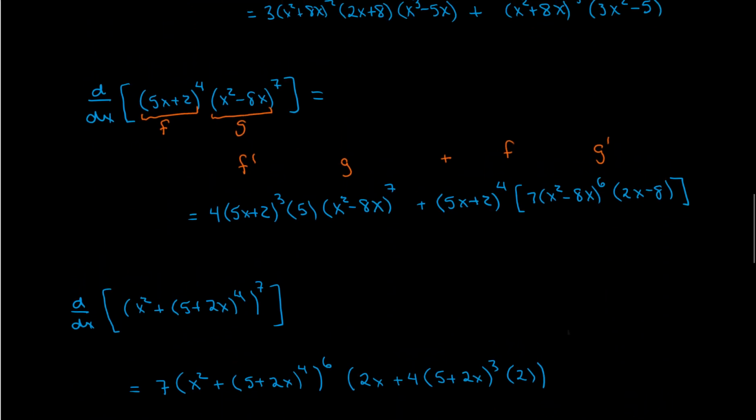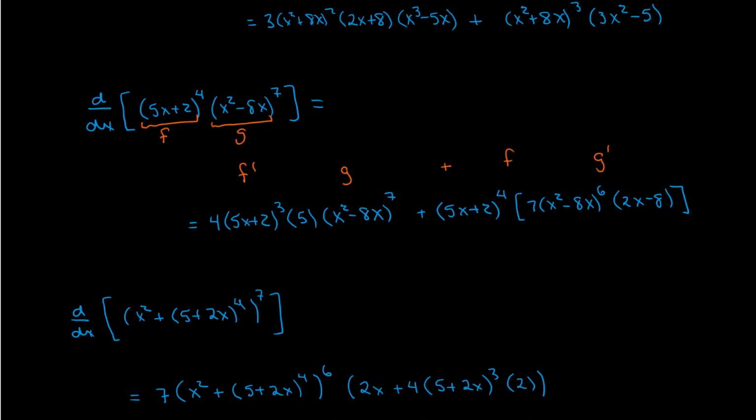Let's take a look at something like this. Here we have a function on the inside and raised to the 7th power on the outside. So the outside function is going to be raising this to the 7th power, and the inside function is going to be this x squared plus the 5 plus 2x to the 4th. All of that stuff's on the inside.